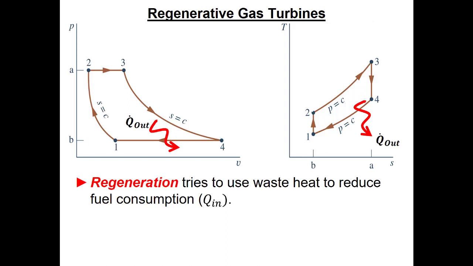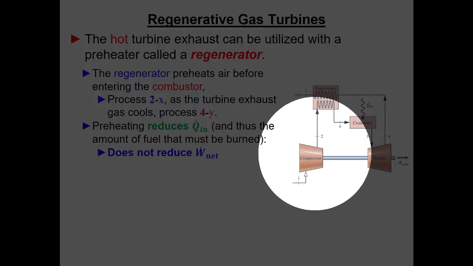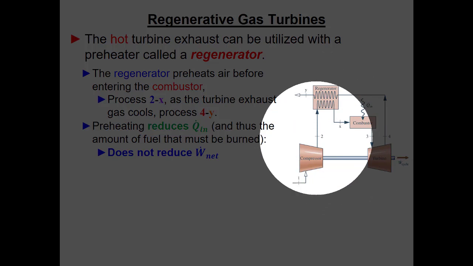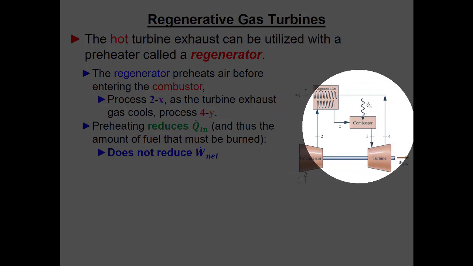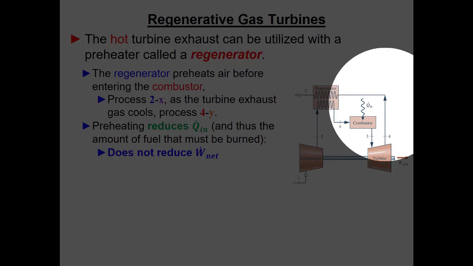So regeneration in Brayton cycles means we'll take some of the heat that we normally would have exhausted out to the atmosphere, and we'll try to use it to preheat the fluid that goes into the combustor. A setup like this might look something like this picture here, where normally, without this regenerator, we would have the compressor going right into the combustor, and we'd have this turbine outlet be the exhaust.